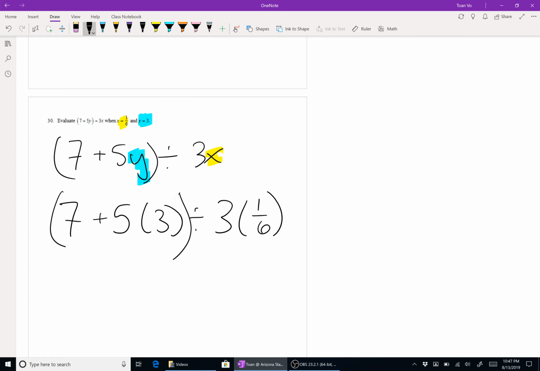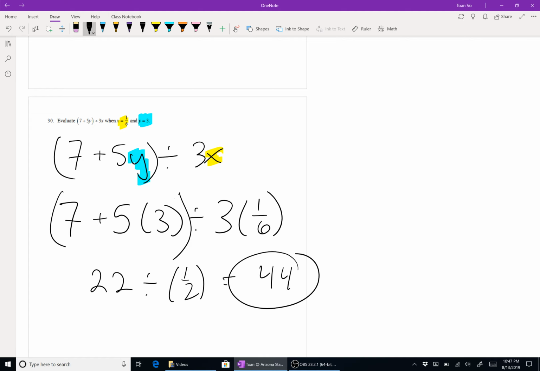Order of operations, use the parentheses first. I'm going to do this part first. So that's 7 plus 15. 7 plus 15 is 22. 3 times a 6 is a half. Divided by a fraction is multiplying by the reciprocal.